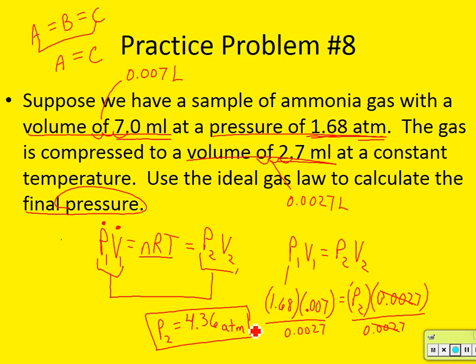If volume decreased, so volume went down, what would happen to the pressure? It should go up. If volume decreases, pressure should go up, right? And that's exactly what happened. Volume and pressure are inversely related. Okay, and that's what happened, so it does make sense.